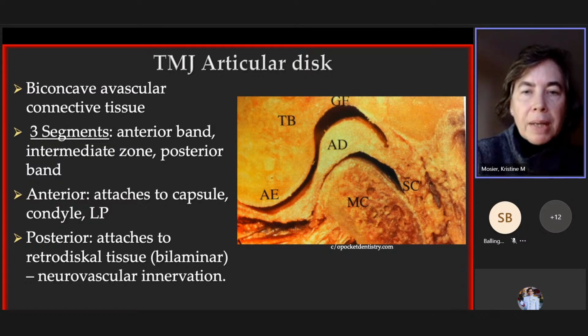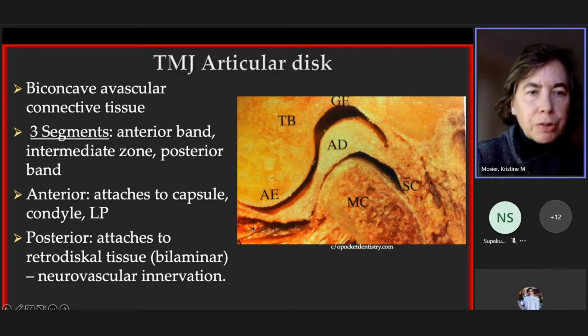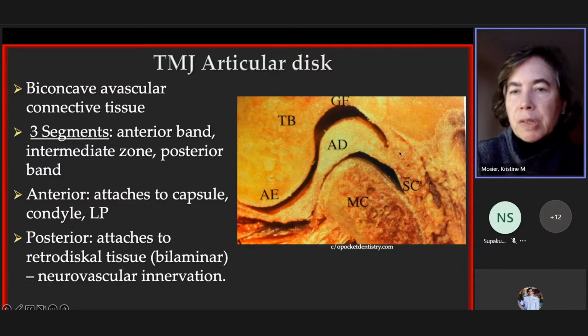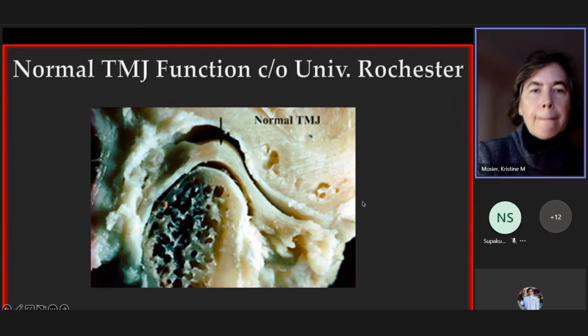So again, the anterior band attaches anteriorly to this capsule, and thus the superior belly of the lateral pterygoid muscle. We see our retrodiscal tissue back here, our vascular innervation of the temporomandibular joint. And again, we see this here in another cadaveric specimen.